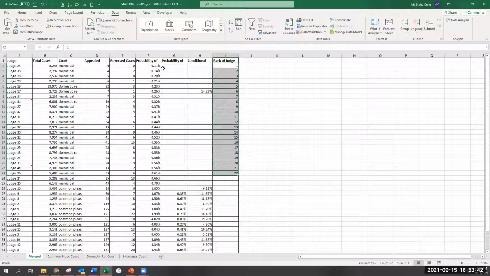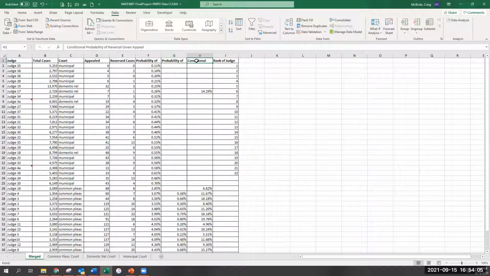But you could go, no. Things get appealed all the time for stupid reasons. And then even though they appeal it, it doesn't get overturned. So I think it's more important that we do it on reversals. So I'm going to instead sort it by reversals, smallest to biggest, and I'm going to rank my judges that way. And you're going to say, no, that's still not good.